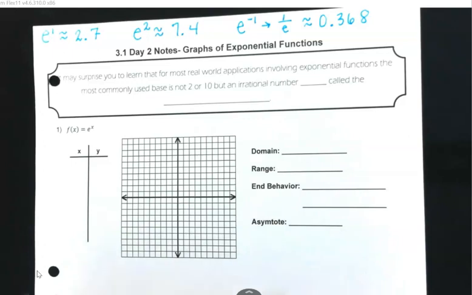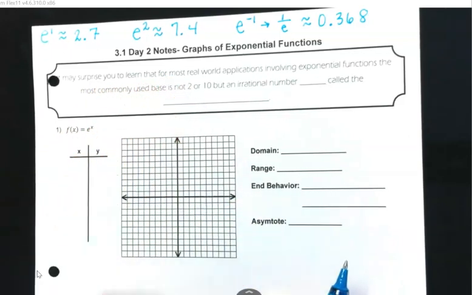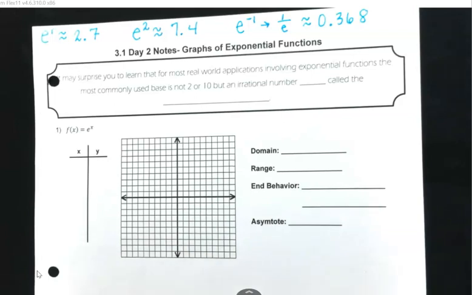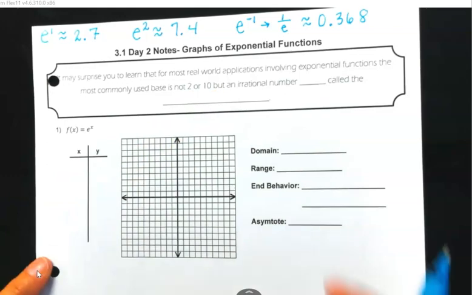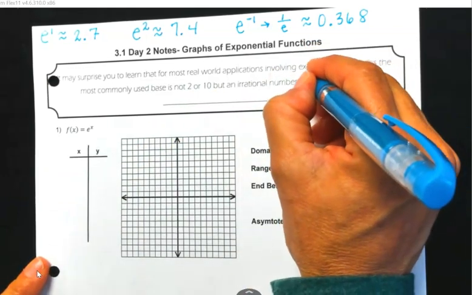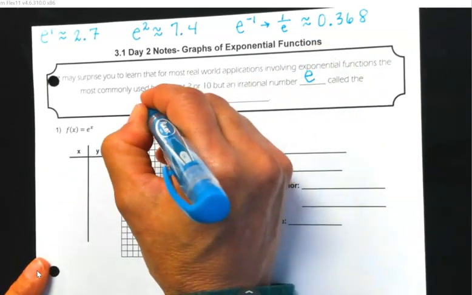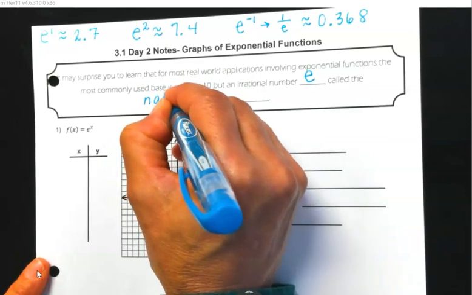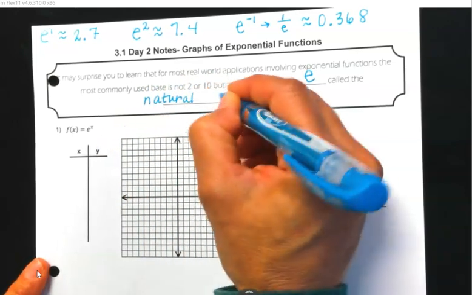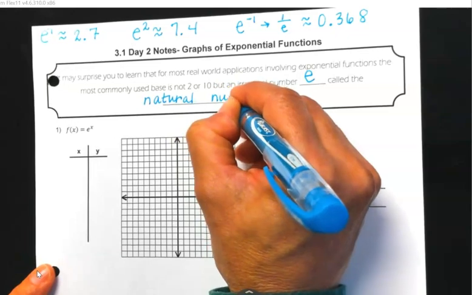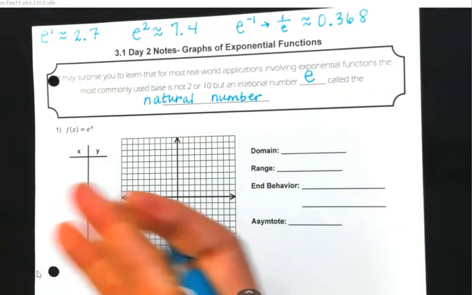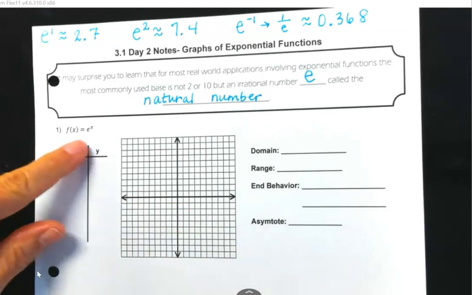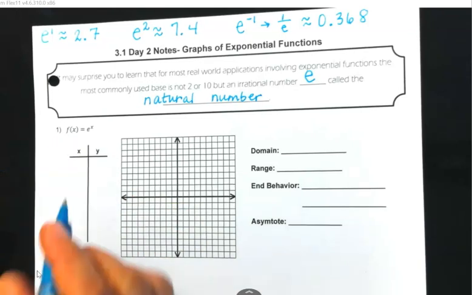All right, so it may surprise you to learn that for most real-world applications involving exponential functions, the most commonly used base is not 2 or 10, but an irrational number, e, and it is called the natural number because it occurs in nature naturally. All right, we're just going to graph it as an exponential function. So here we are with its most basic form.